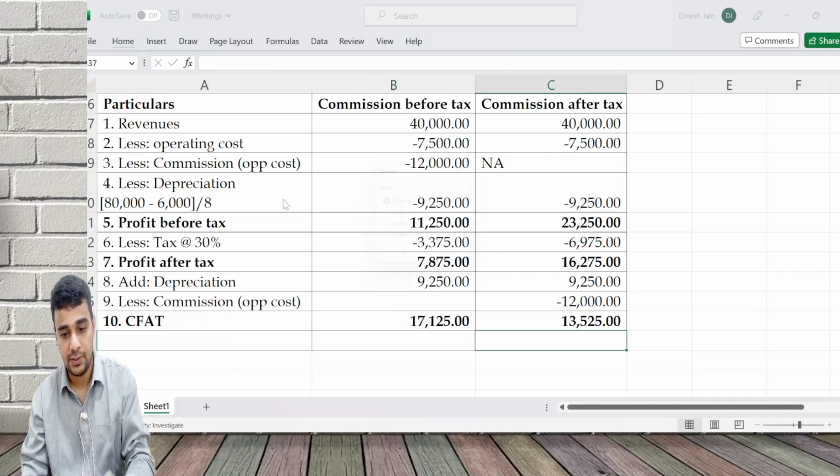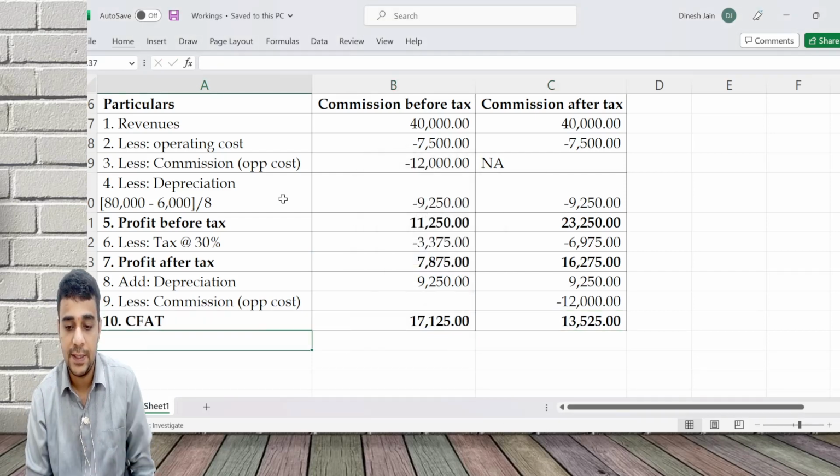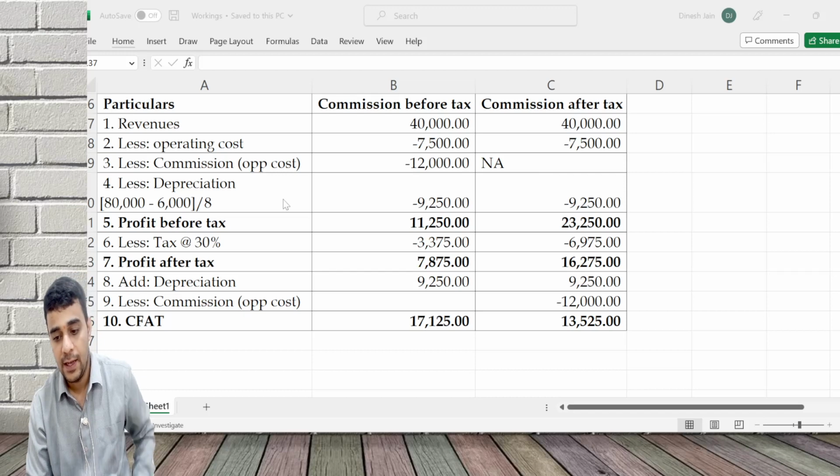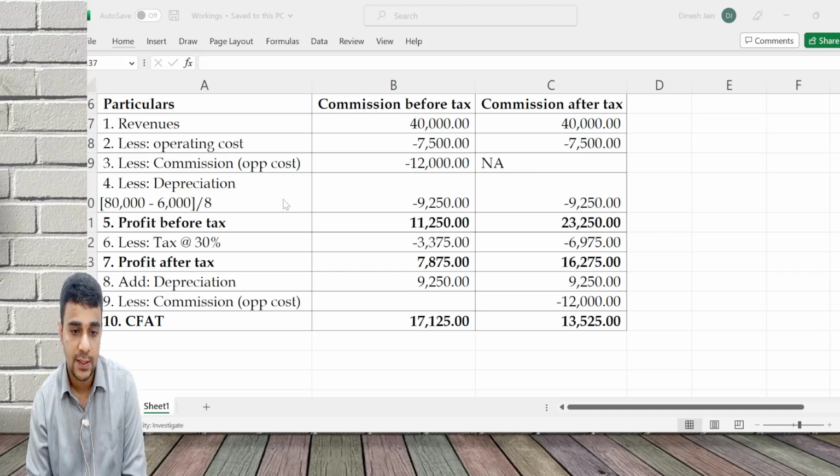17,125 and 13,525. There's a difference in the commission adjustment, because of which the CFAT changes. In one situation we have written 17,125, in another situation the figure is 13,525. In one situation we have subtracted at the PBT level, in another situation we have subtracted at the PAT level. PBT and PAT level, complete this. Let me know if there are doubts.